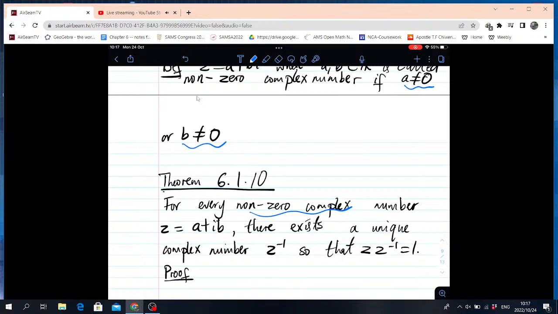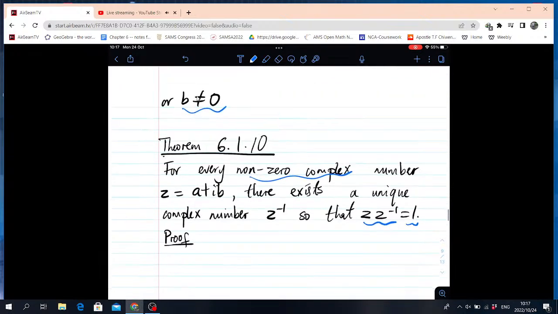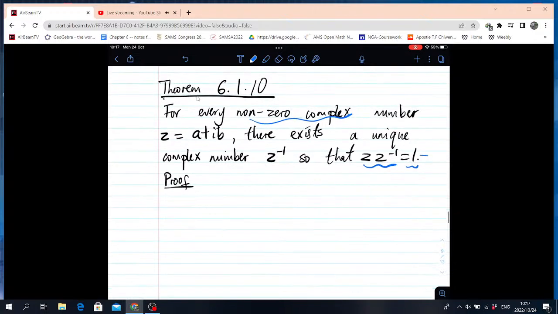So a complex number such that if you multiply with z, you get our multiplicative identity, which is 1, which you can think of as 1 plus 0i. So I'm just going to quickly do the proof, and I think that will be the end of our lecture. We'll continue with 6.1 tomorrow.